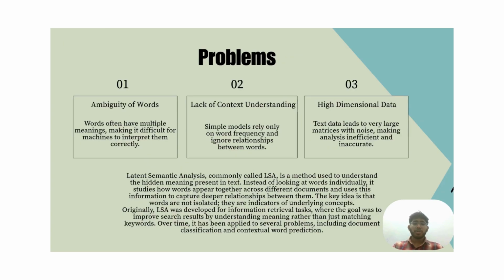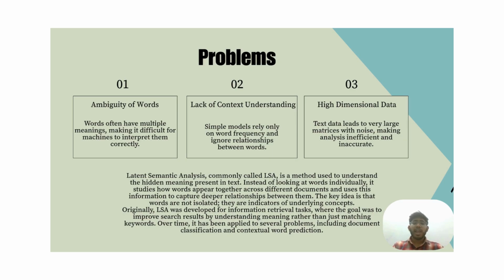Now, let's see what the problem is. Natural language processing faces several inherent challenges that make this task difficult. The first challenge is ambiguity. Many words have multiple meanings depending on the context. For example, the word bank can refer to a financial institution or the side of a river. Without context, it is impossible to determine the intent of the meaning.